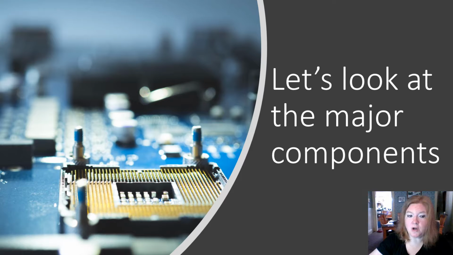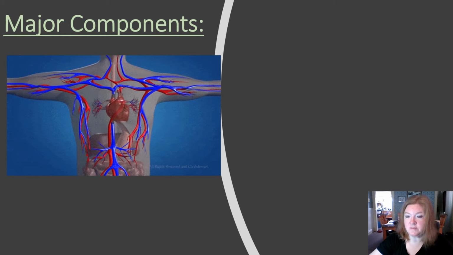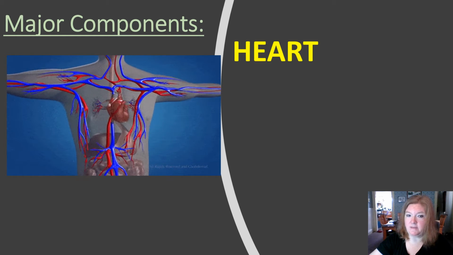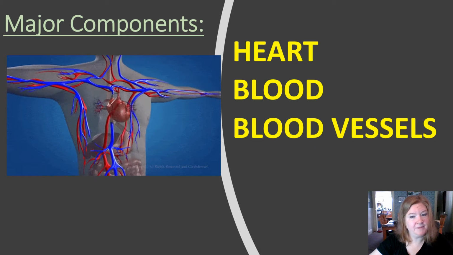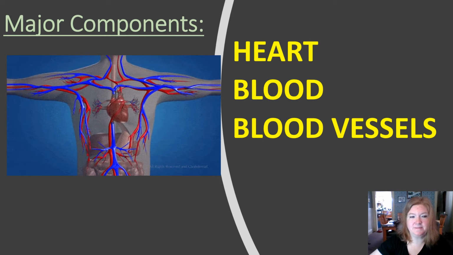Now let's look at the major components of the cardiovascular system. So what are those major components? Well, we have the heart, we have blood, and we have blood vessels.